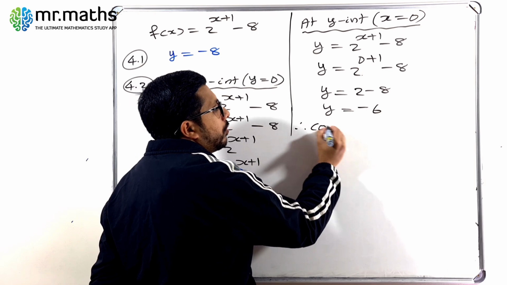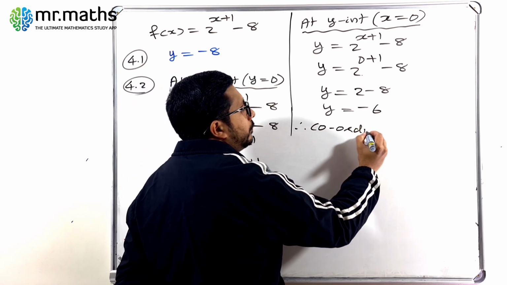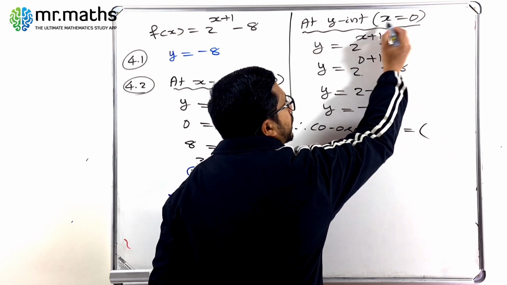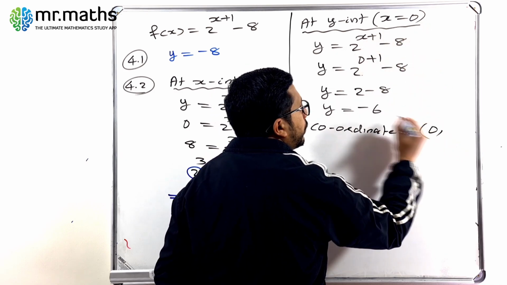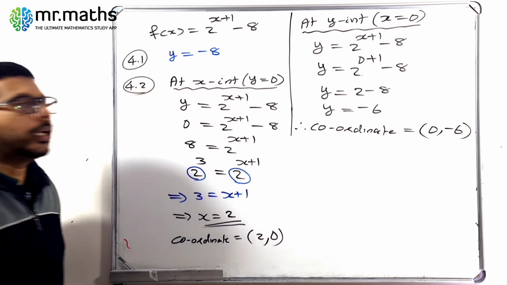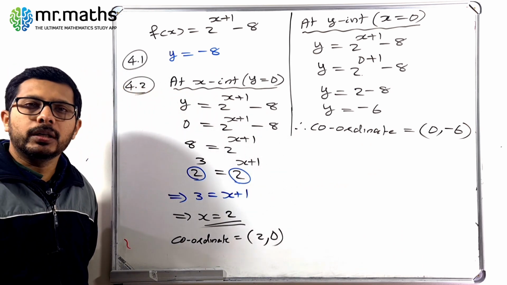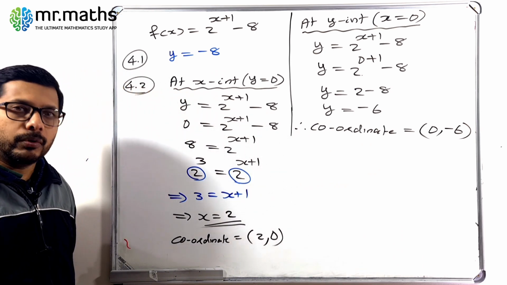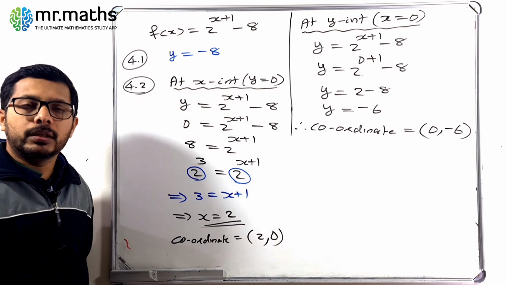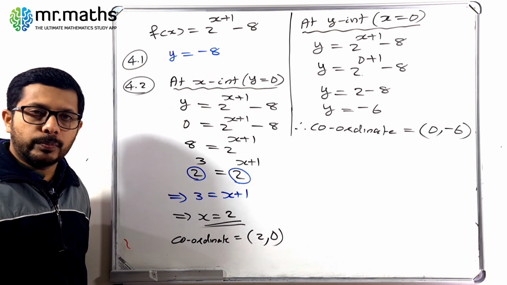Therefore, the coordinate: what is the x value first? 0. The y value is minus 6. So the coordinate of the y-intercept is 0 comma minus 6. And in the previous question 4.1 we already found the asymptote, y is equal to minus 8.